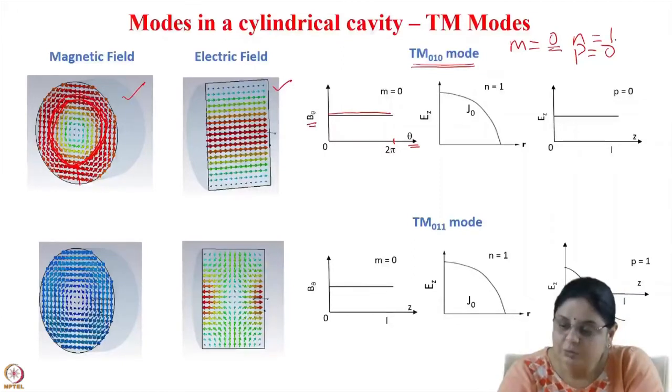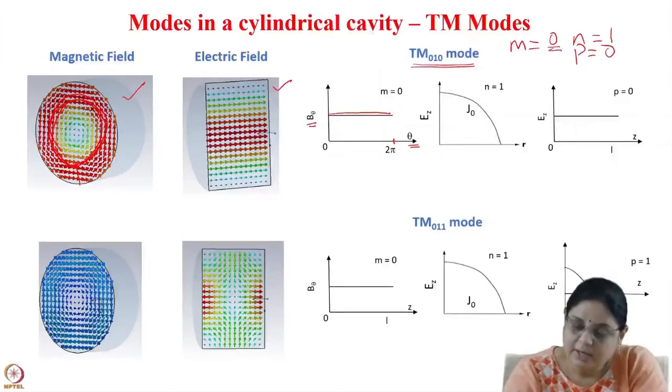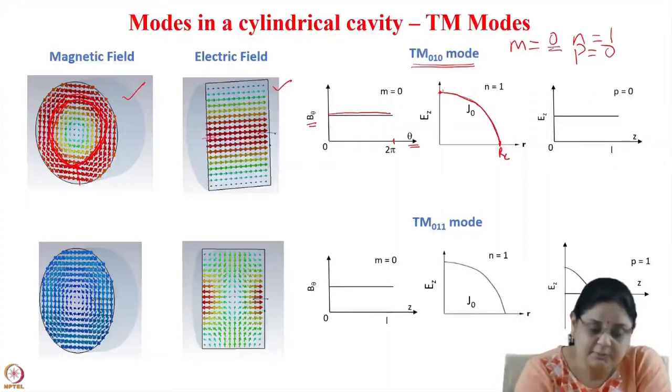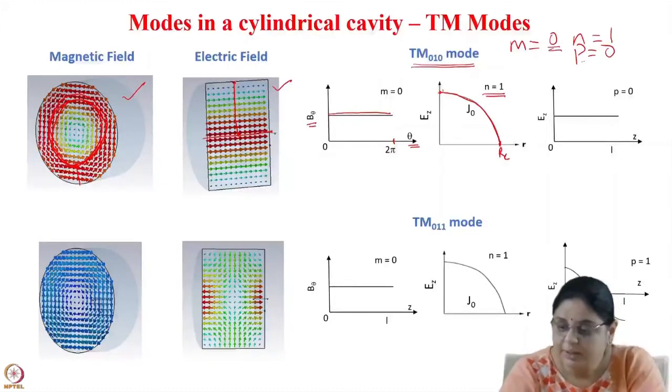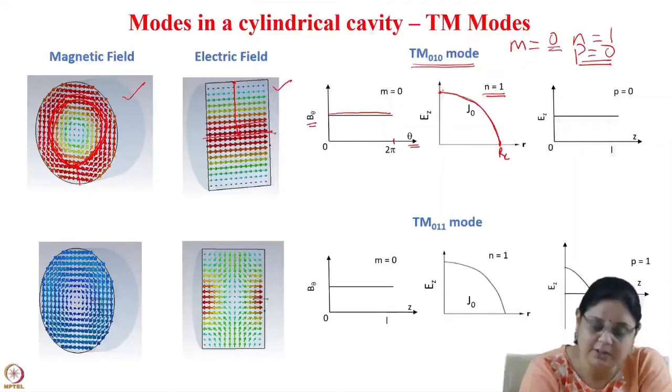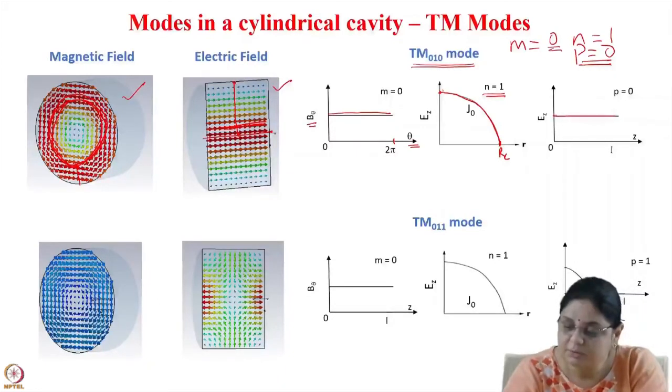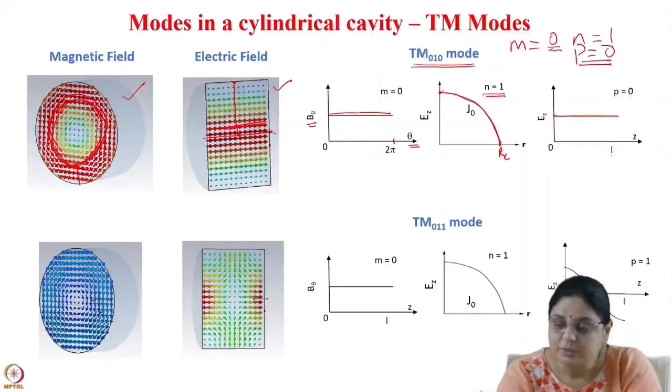Now N is equal to 1, and also M is equal to 0, so we have to see the variation of J0 for EZ with R. So we plot the variation of EZ with R. J0 at R equal to 0 is maximum, and then the field falls to 0. It has to go to 0 at R equal to RC. You can see the electric field here is maximum at R equal to 0, and then it goes to 0 at R equal to RC. So N takes the value 1 here. P is equal to 0, which means there is no variation in the field in the Z direction. If I see the EZ field along the Z direction at fixed R and theta, there is no variation in the field. So EZ is constant from 0 to L. That is why M is equal to 0, N is equal to 1, P is equal to 0.